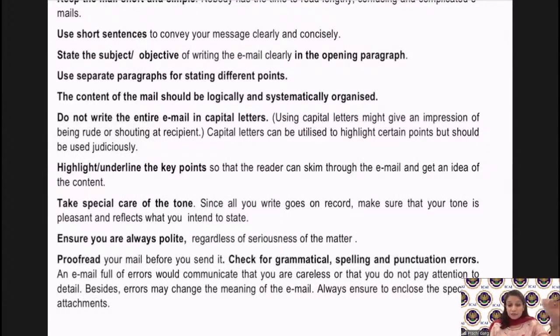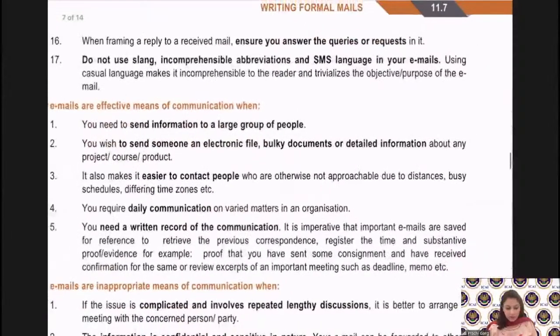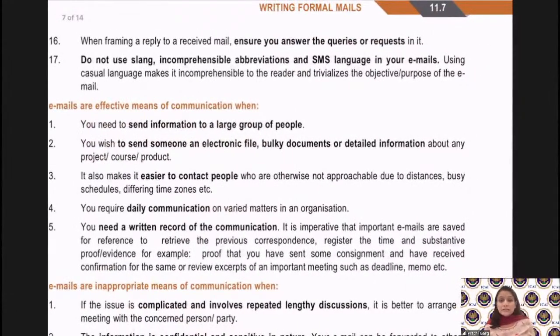Proofread your email, check for grammar, spelling, and punctuation errors. An email full of errors communicates that you are careless and do not pay attention to detail. In an email that has a lot of errors, people take a bad impression of the person. Am I clear? When you're framing a reply to a received email, ensure you answer the queries or requests in it. For example, if you have received an email with a lot of queries and you are writing an email in return, make sure that you answer everything in different paragraphs.